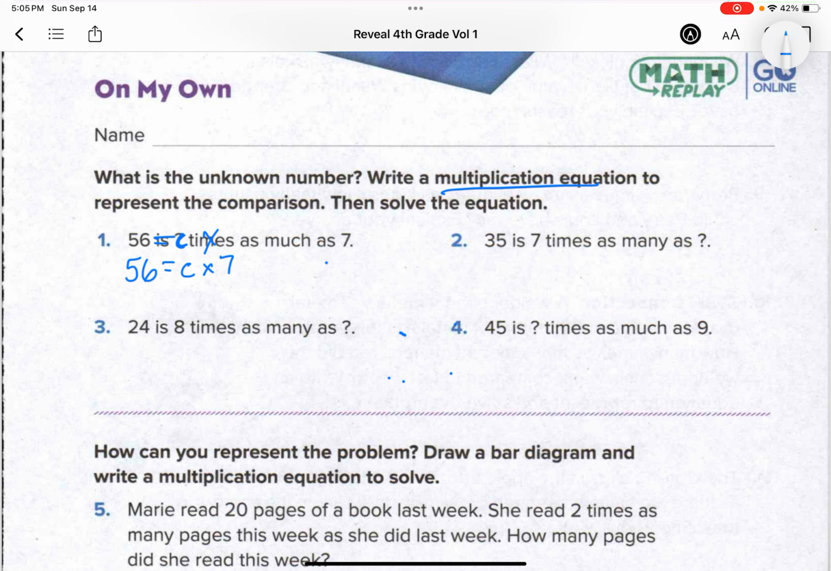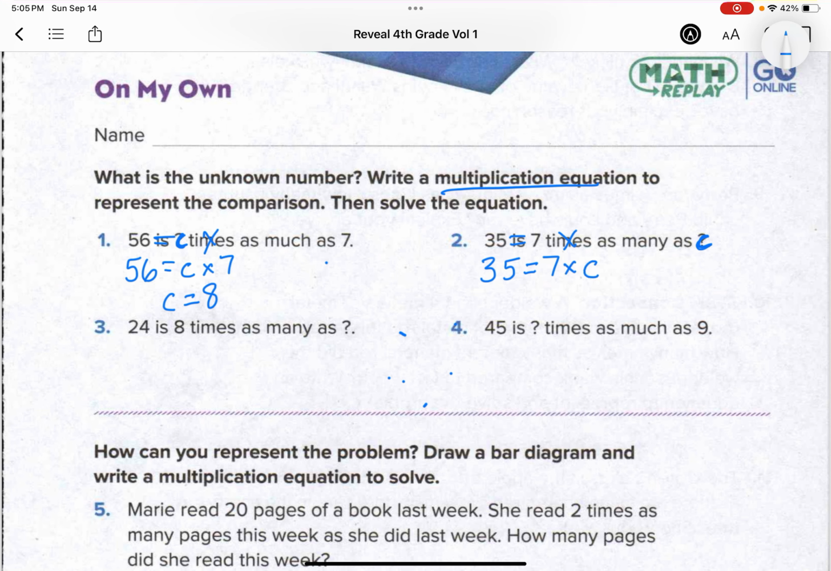Well, what does C equal? If we know our multiplication facts, we know 8 times 7 equals 56. We'll show you on the next one how to solve it if you don't know your multiplication facts as well as you should. Our next one, we have 35 is 7 times as much as C, that variable. Again, you can pick any letter. We're just using C since that's what we had in the last one. 35 is 7 times as much as C. Well, what does C equal?